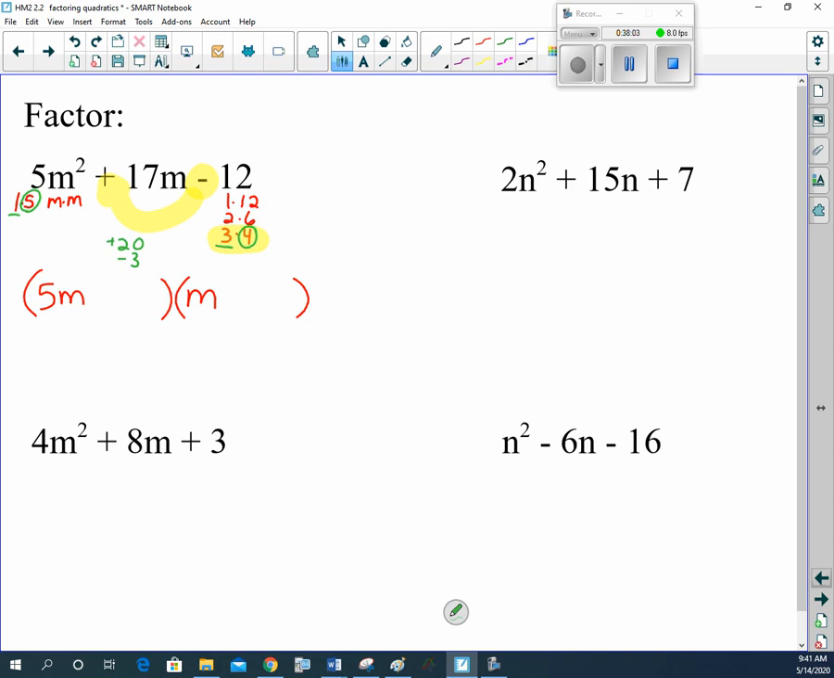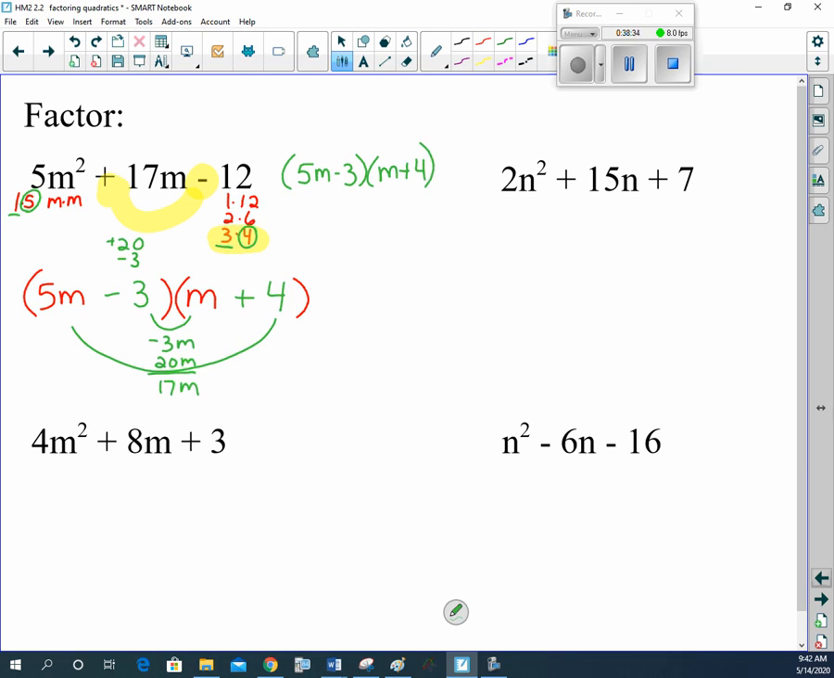So we want the 4 and the 5 to multiply together. So the 4 is going to go here, and the 3 is going to go here. I want it to be a plus 20. Okay, let's just do a quick check and make sure we got everything in the right spot. Minus 3m plus 20m. Does that give me 17m? It does. So this factors to 5m minus 3 and m plus 4.